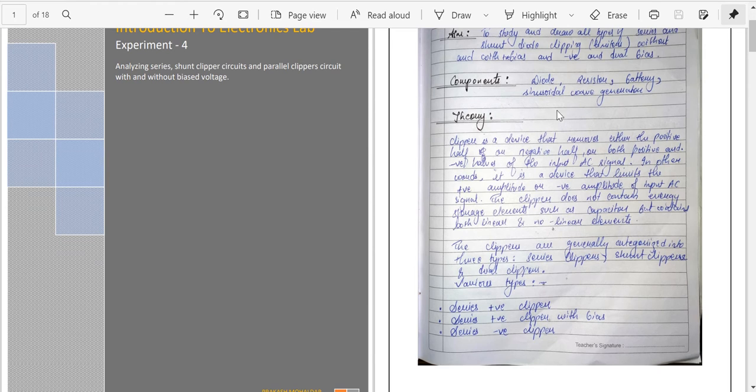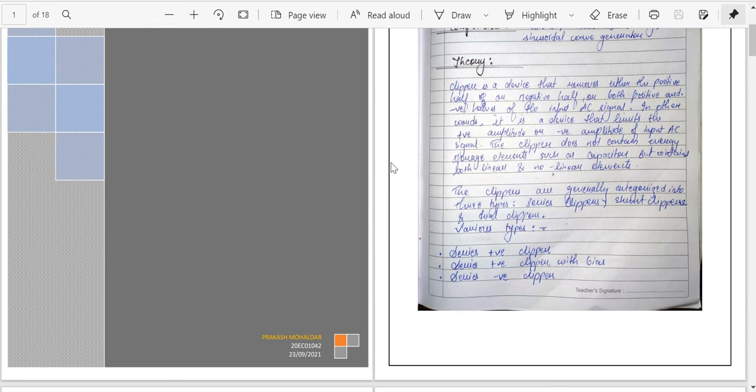The components used here are a diode, simply a diode, a resistor, a battery, a sinusoidal wave, and a generator. In the theory, I have written that a clipper is basically a network that clips off the extremities of a sinusoidal input. In other words, it is a device that limits the positive amplitude or the negative amplitude of the input AC signal, and the clipper does not contain any energy storage elements. It does not have a capacitor which stores energy. It can be both linear and non-linear elements.